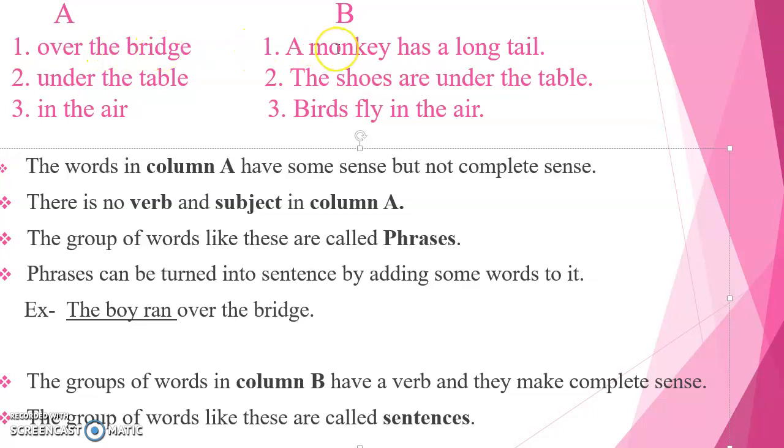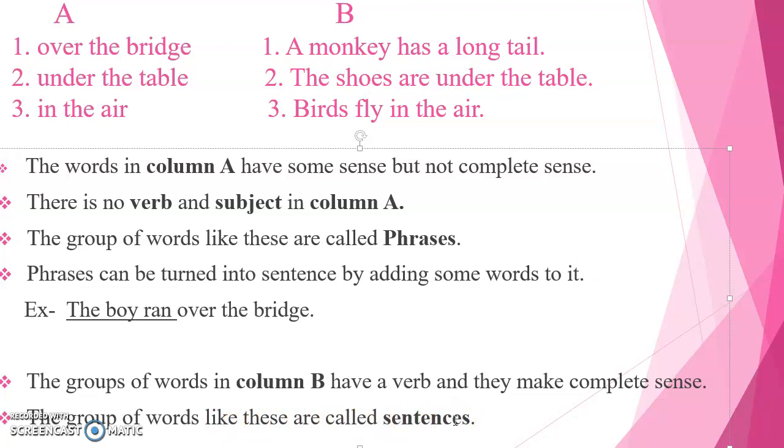So now again, come to column B. The groups of words in column B have a verb. Here, here, and here. And they make complete sense. If we take the meaning of these words, we can get a complete meaningful sense. So, the groups of words like these are called sentences.